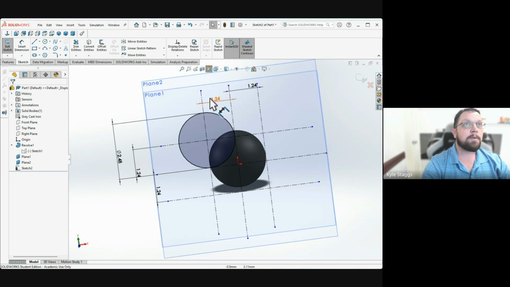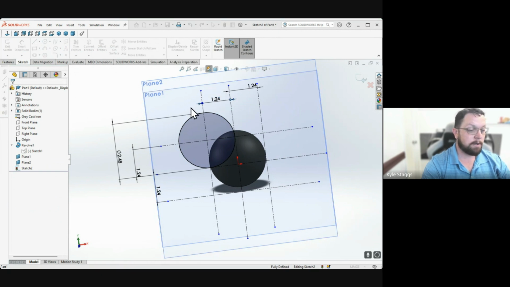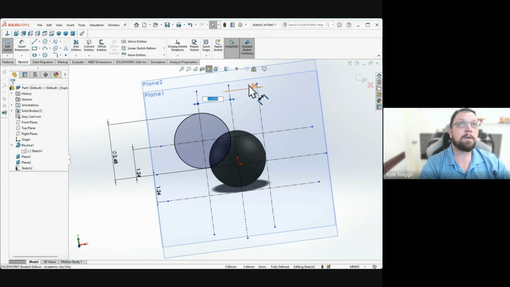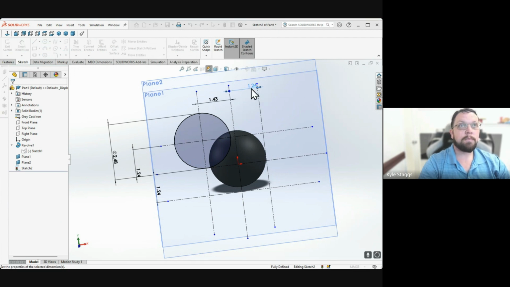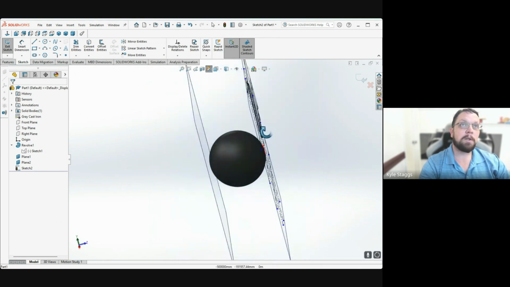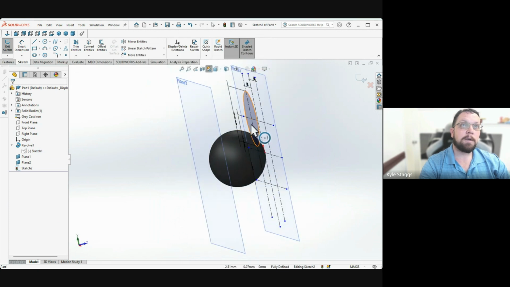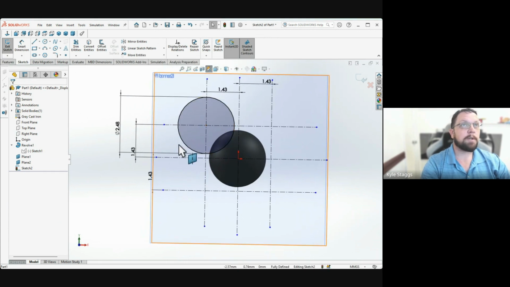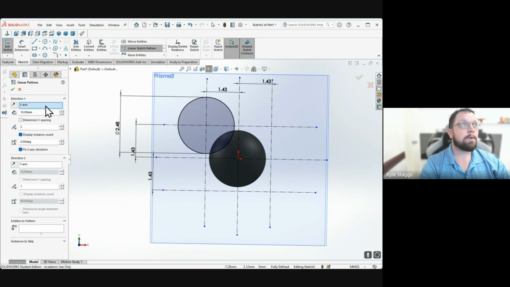So I will come back and do a linear pattern here in just a second. So this value, 2.8659, divided by 2 gives us 1.43295, to account for the intersection just at the right place. This will give us our spacing, so we can now do our linear pattern.